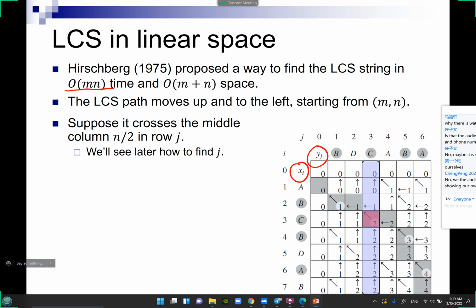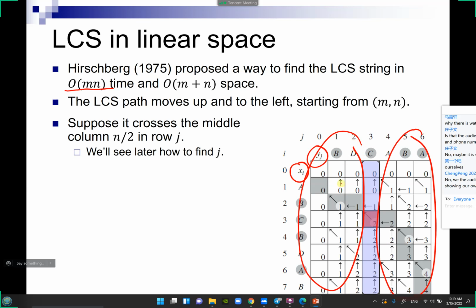Now the basic idea for this linear space algorithm is that we're going to find this entire gray path, but we're going to do it step by step. The first step is to just find this red location in the middle. That's just one part of the path. After you do that, that subdivides the problem into the left half over here and the right half over here. Then we recursively solve those subproblems.